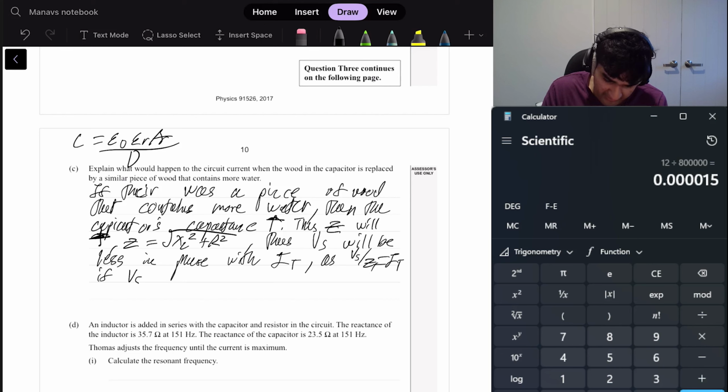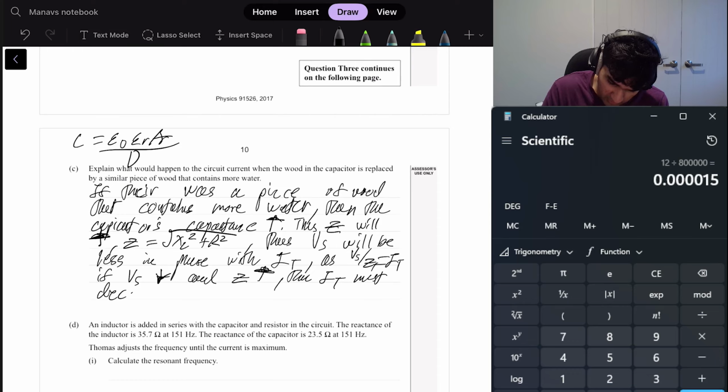If Vs decreases and Z increases, then I must decrease. However, I'm not confident in that answer. I might be big braining it, or I might be hella stupid.